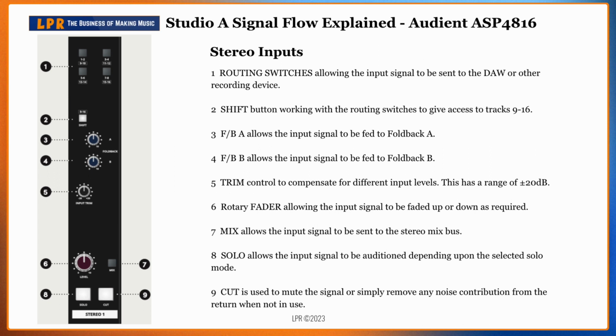Stereo inputs, this is where you would bring back, say, the output of a reverb or the output of a delay, that kind of thing. And you can also send those to the foldbacks. You can also route them to the DAW recording device with the buttons there at the top. You could send them to 1 and 2 or 3 and 4, or you can shift it down 9 through 16. Okay? So the foldbacks allow that signal coming in there to be sent back to the headphones, for instance.